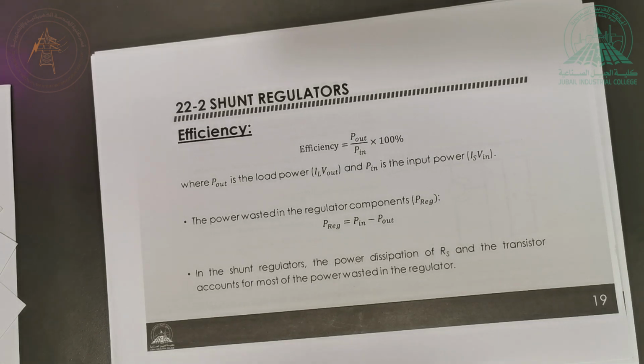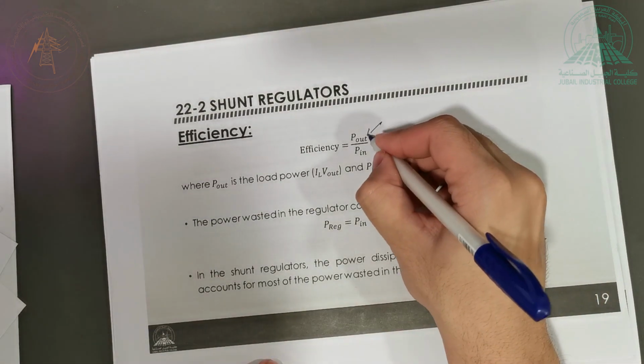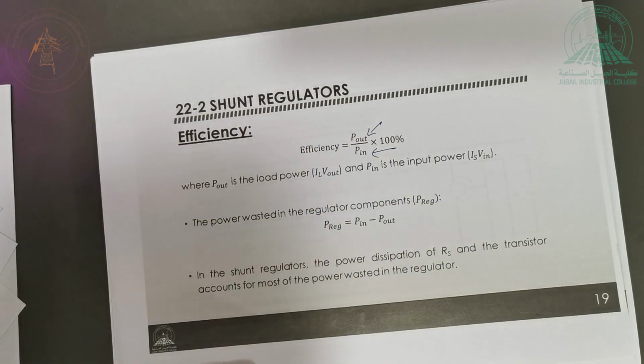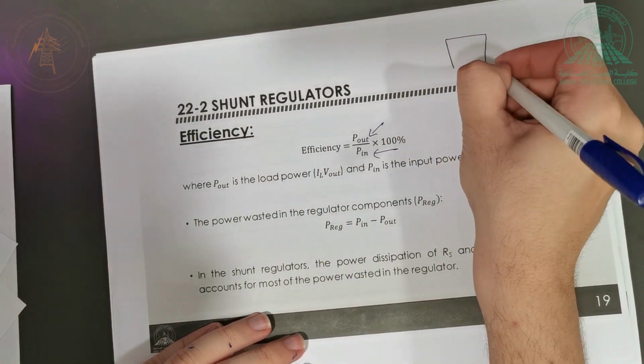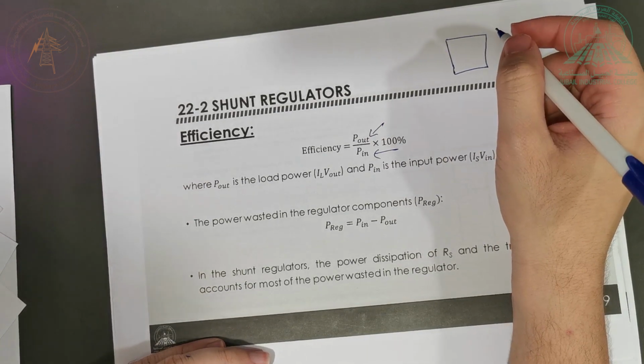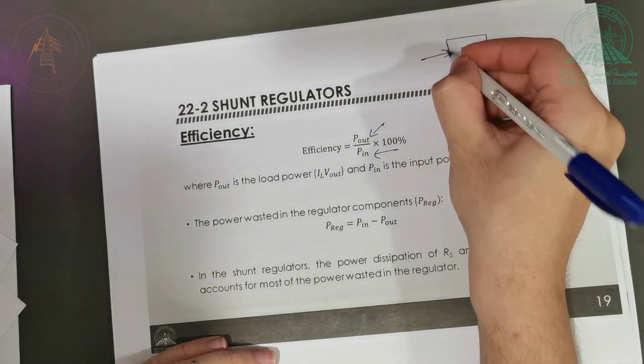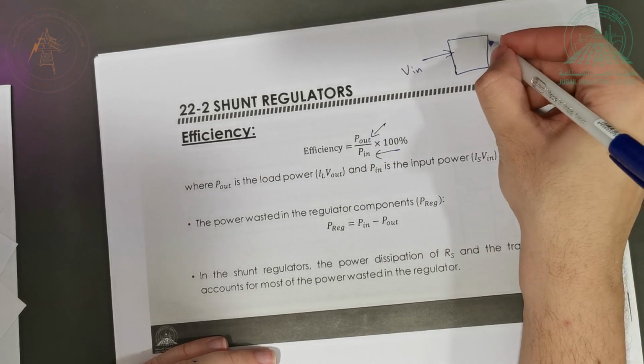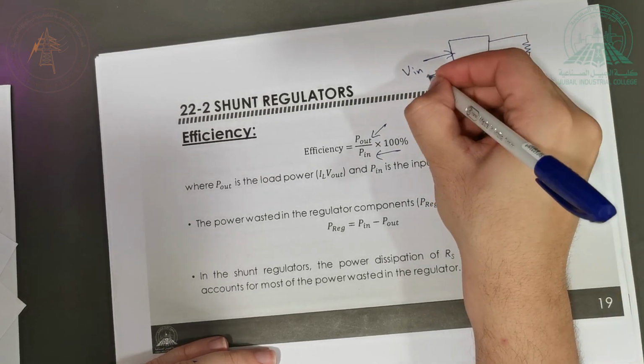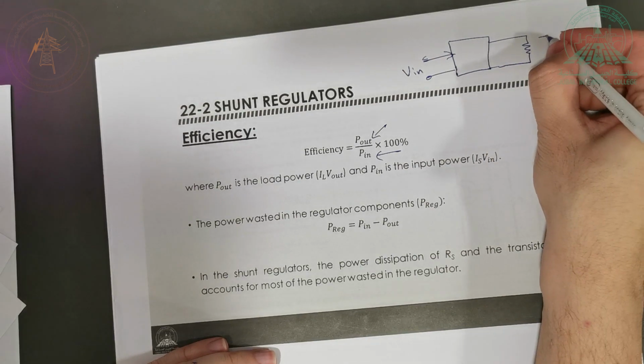Another important parameter when you talk about power regulators is efficiency. What do you mean by efficiency? Efficiency, in any engineering field, means how much output power you are getting with respect to the input power that you are giving. Here I have my power regulator. Here I'm giving it input voltage and I'm getting the output voltage like that.